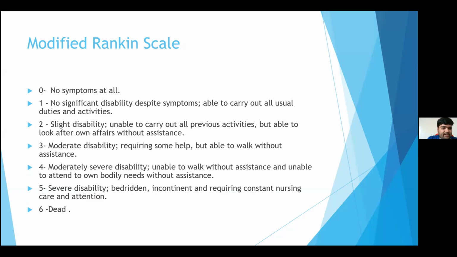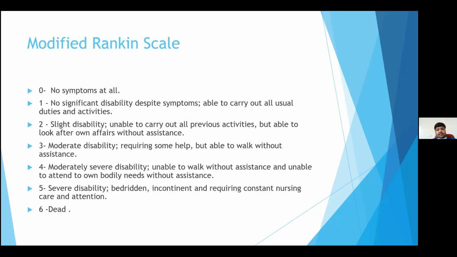We come to the modified Rankin scale. You have stage 0, they have no symptoms, so it is inversely related to the function. Stage 1 is they're able to ambulate independently and able to carry out all their usual ADLs. In stage 2, they have slight disability. They're able to look after their own affairs, but they are not able to carry out their previous activities. Stage 3 is somebody who is able to walk without assistance but requires some help. And mostly the ambulant stroke patients we see will be either in 2 or 3.